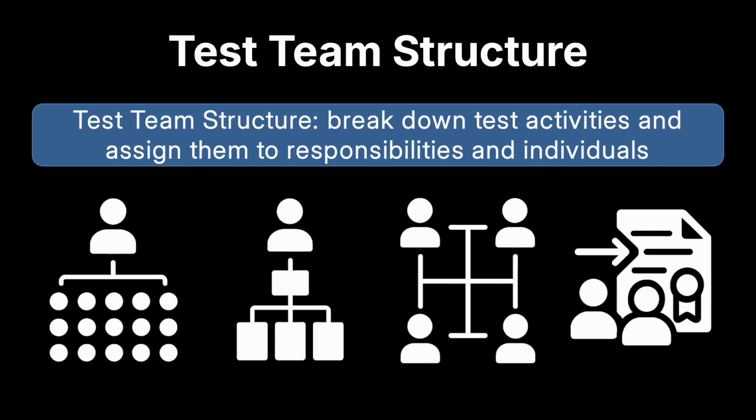There are two primary goals of organizational structures. First, the breakdown of test activities and to assign them responsibilities. And also to coordinate and oversee the test activities to ensure they align with the collective objective.